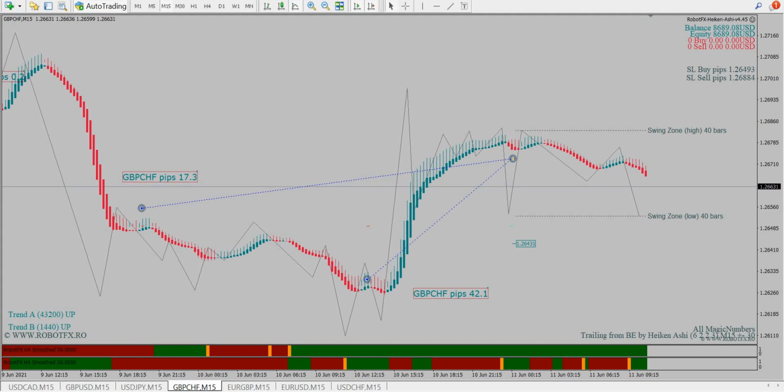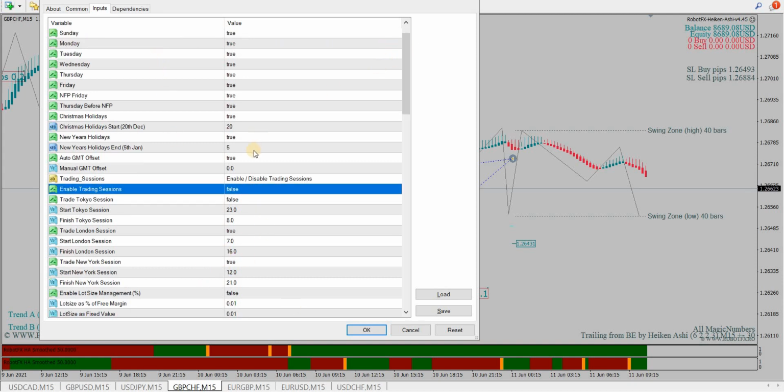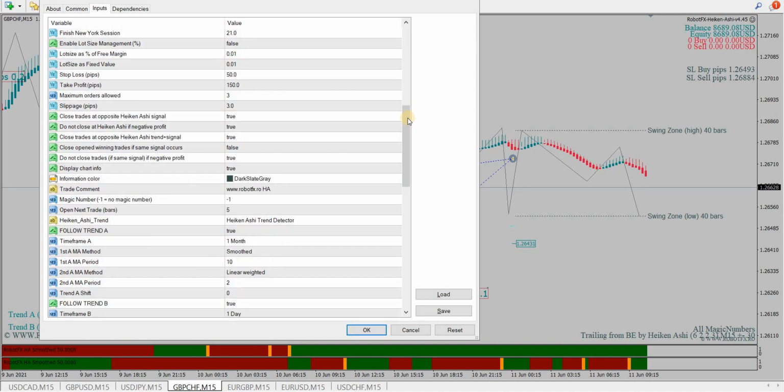Regarding the Heiken Ashi Expert Advisor, this is what happened today and yesterday. I'm on the British pound Swiss crown chart, and these are the settings of the Expert Advisor. I'm trading all day, all night, 24/7. Feel free to pause and read the settings.